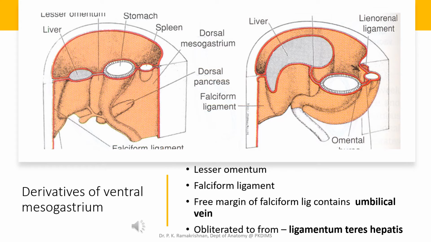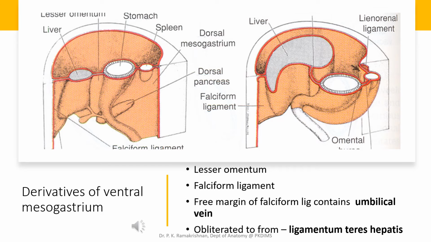To revise, the falciform ligament extends from the liver to the ventral body wall, whereas the lesser omentum extends from the stomach and the proximal part of the duodenum to the liver. So the two important derivatives of the ventral mesogastrium are the falciform ligament and the lesser omentum. The free margin of the falciform ligament contains the left umbilical vein, which later gets obliterated to form the round ligament of the liver, also called the ligamentum teres hepatis.